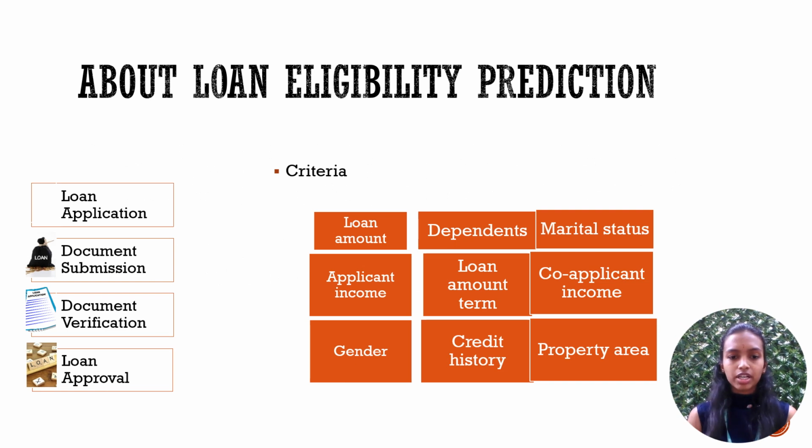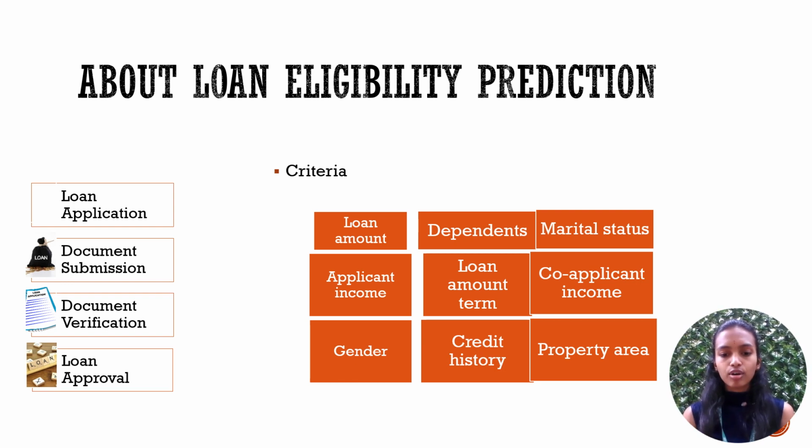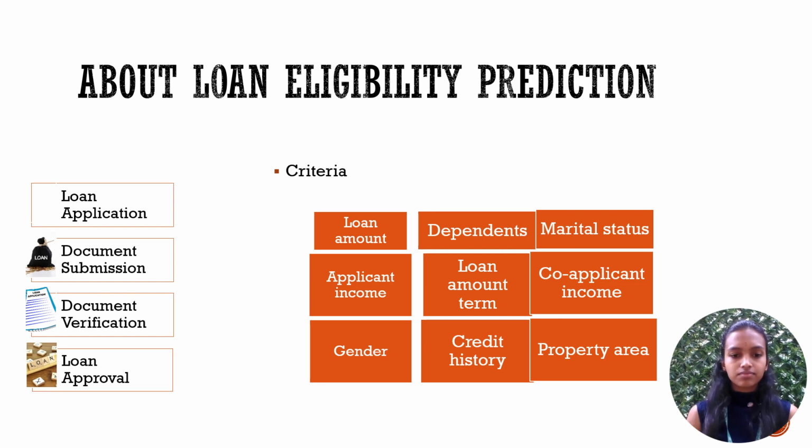So what are the criteria of loan eligibility prediction? Loan amount should be mentioned in the application. Applicant income should be mentioned, gender of the applicant, dependents of the applicant, loan amount term, credit history of the applicant, marital status of the applicant, co-applicant income, property area. All these criteria should be mentioned in the application.